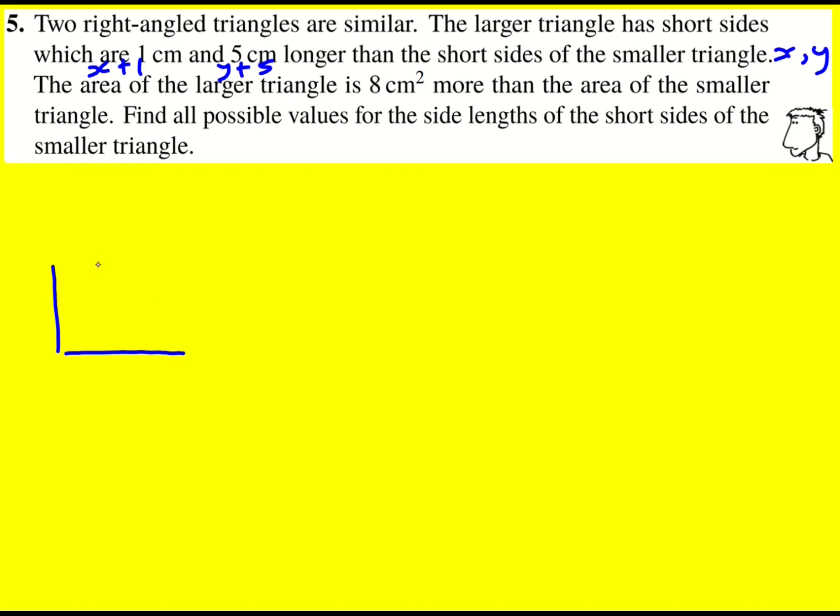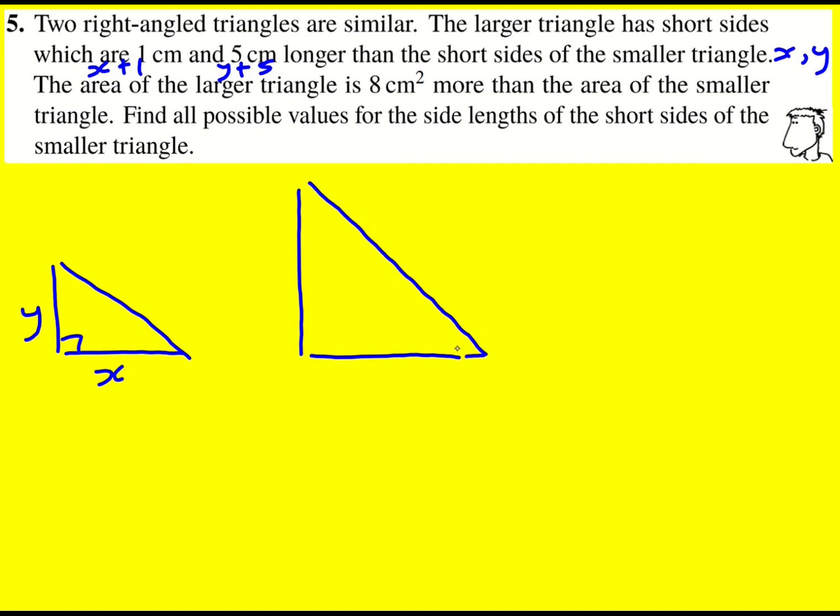Just going to draw a little sketch of this. So let's say that x is at the bottom, y is up here. This is the smaller triangle. And you've got to be a little bit careful, because I can orientate it like that, and I can then orientate my triangle as x plus 1, y plus 5. But the question deliberately doesn't say which side matches with which. So it might be that x matches with x plus 1 and y matches with y plus 5, but we've got an alternative.